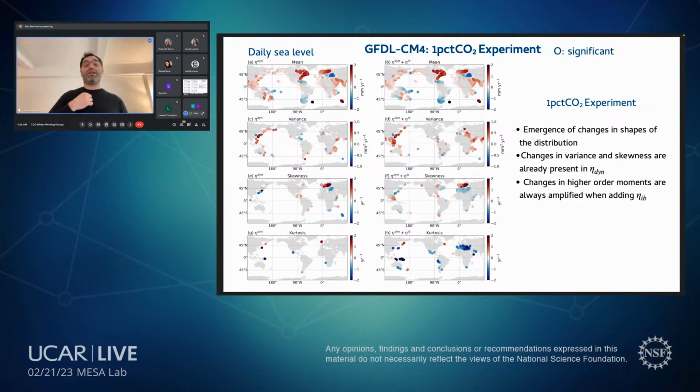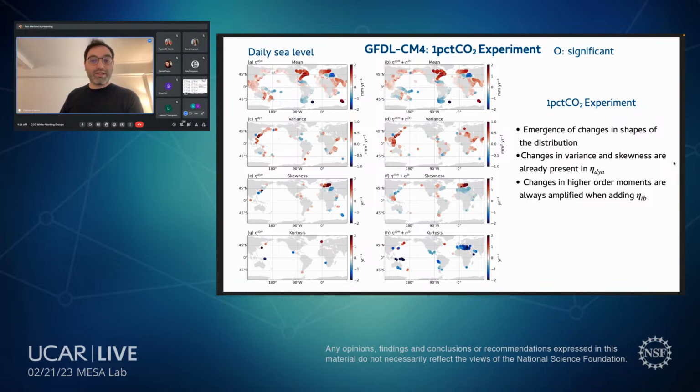What we have is that, even if in the historical run we see no higher order moment changes, we start seeing the emergence of higher order changes in runs such as, in this case, 1% CO2 a year from pre-industrial. On the left side, you have dynamic sea level. On the right side, dynamic sea level plus inverse barometer. You start seeing that the changes in variance and skewness are already present in dynamic sea level, and changes in higher order moments are always amplified when looking at the inverse barometer. Next slide. And I have two more slides and I'm done.